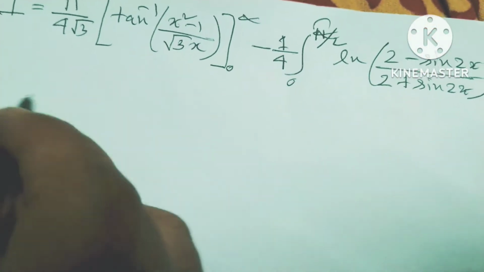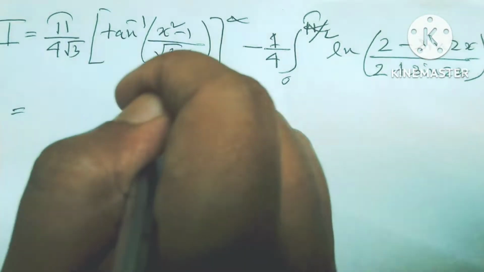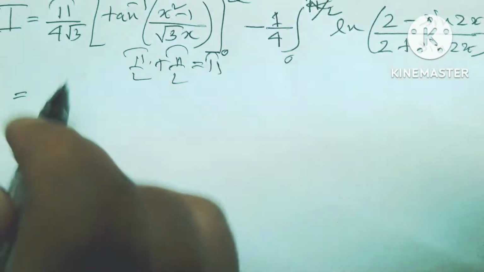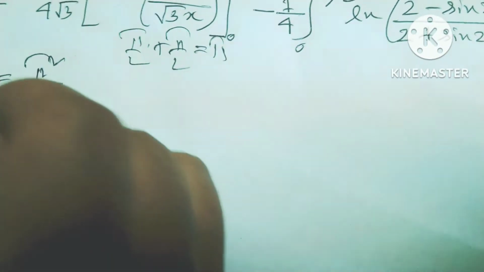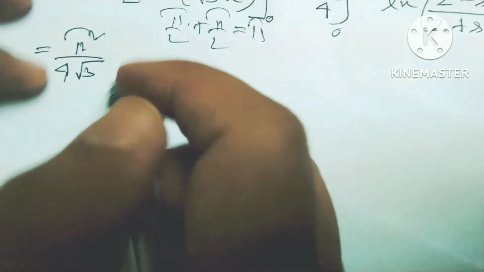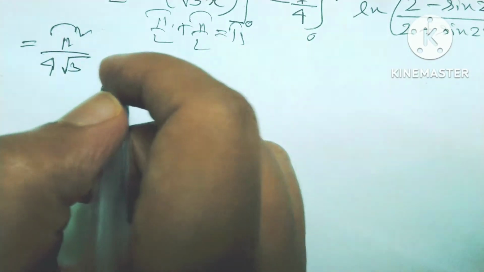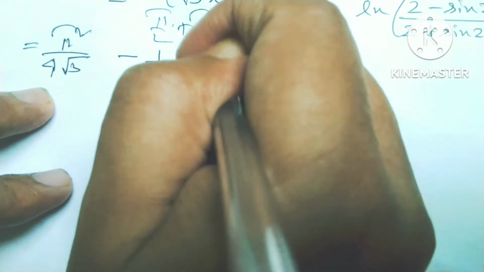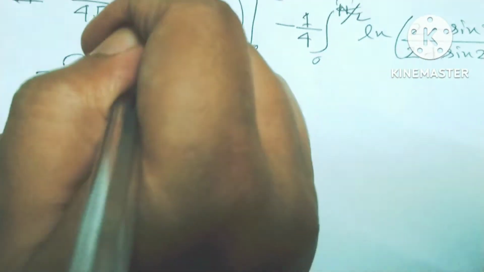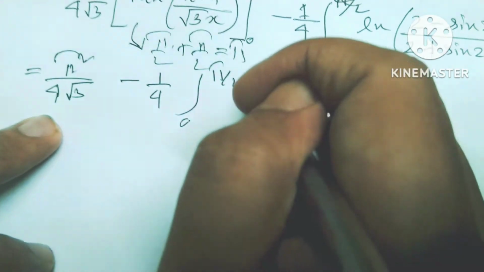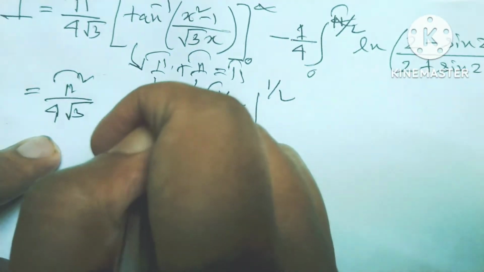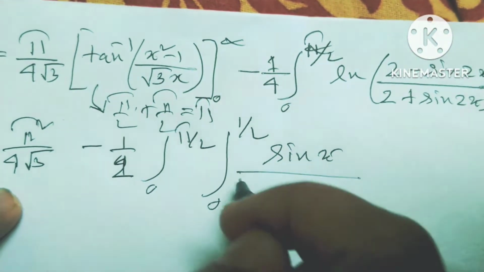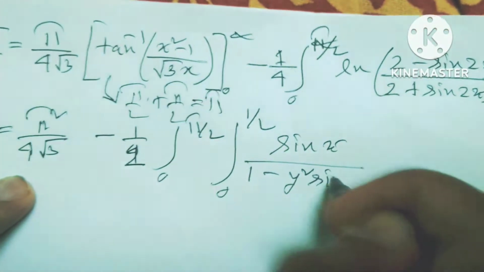Now we get this value, and after that we can write this value is equal to pi by 2 plus pi by 2, this is pi by 2 plus pi by 2 equals pi. So I get pi square divided by 4 root 3. Okay, pi square by 4 root 3 we get. After that we get 1 by 4, integral 0 to pi by 2, integral 0 to half, this is 2 sin x divided by 1 minus y square sin square x.